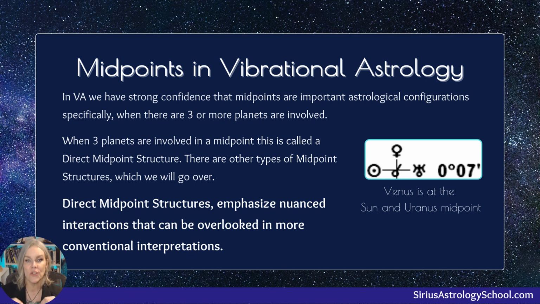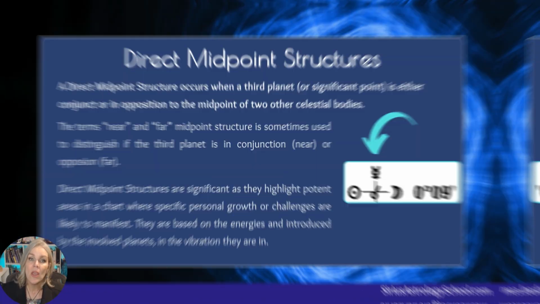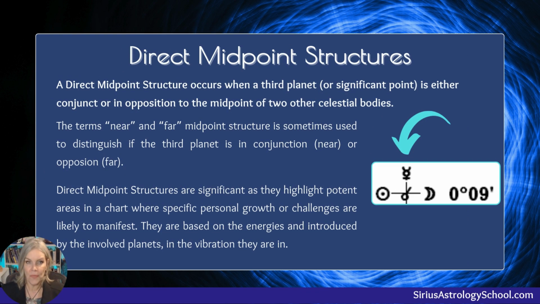Direct midpoint structures emphasize nuanced interactions, and they are sometimes overlooked in modern conventional methods of looking at the chart. Then we can look more at the direct midpoint structures. When the third planet or the significant point is conjunct or opposition the midpoints of 2 other celestial bodies, we can use the terms near and far.